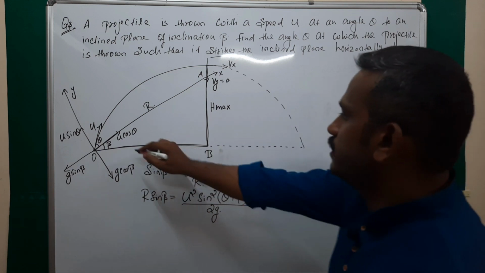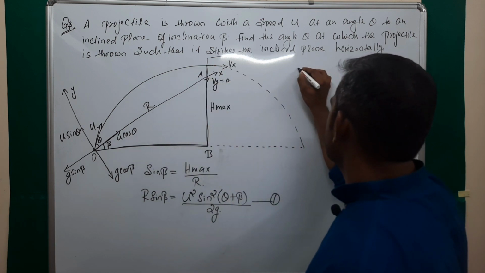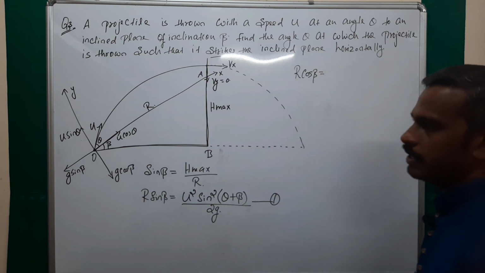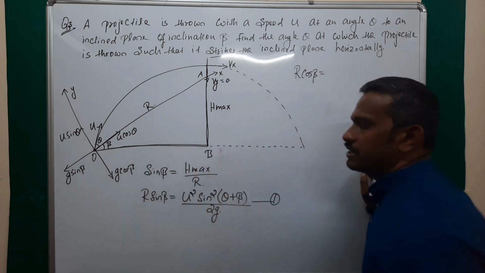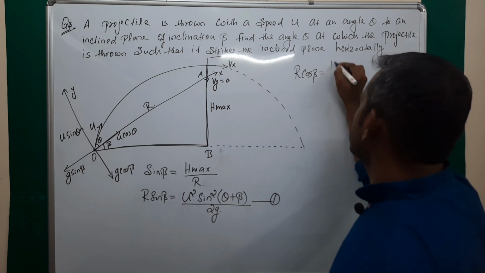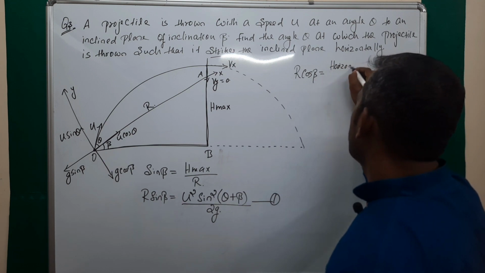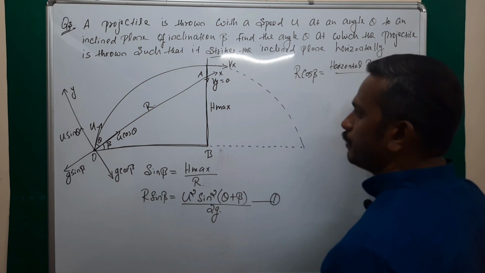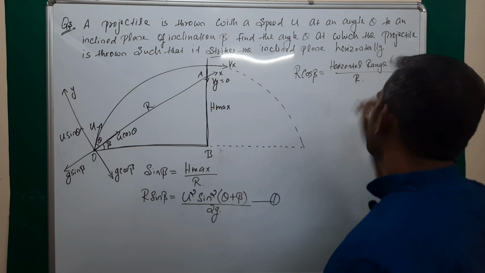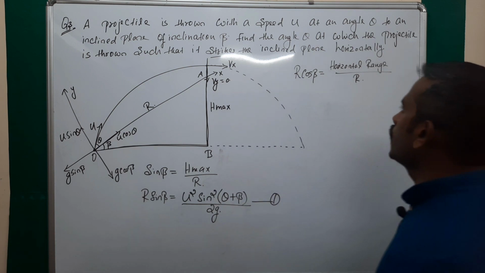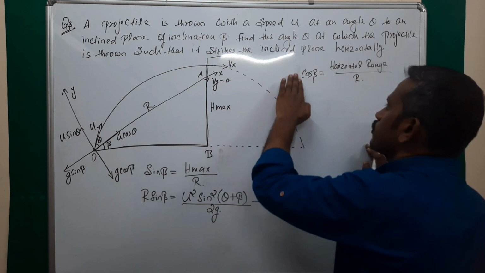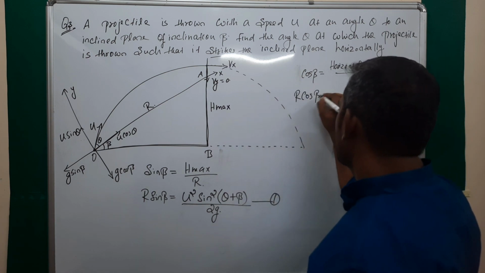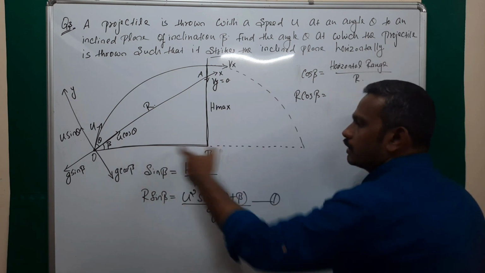So from this right angle triangle, I am finding R cos beta, which is equal to the adjacent side. The adjacent side is the horizontal range. Adjacent side by hypotenuse, that is capital R, so cos beta is equal to the horizontal range divided by R. So R cos beta is the horizontal range.